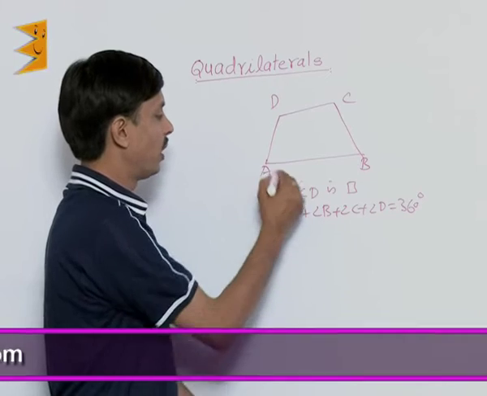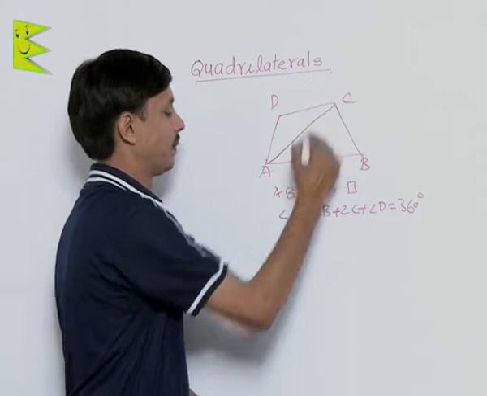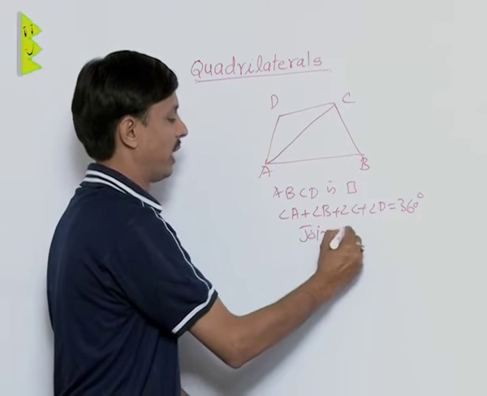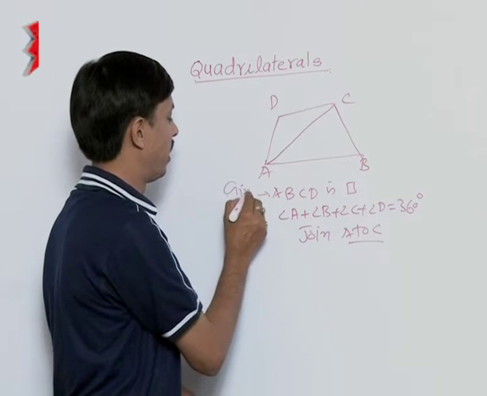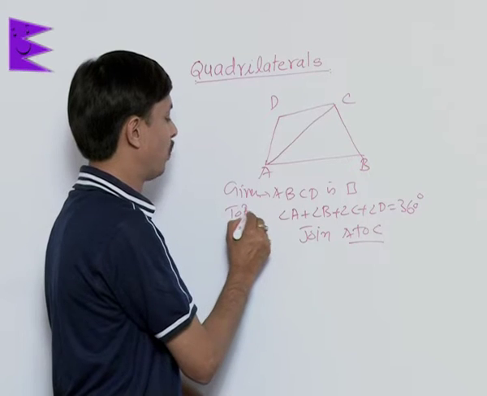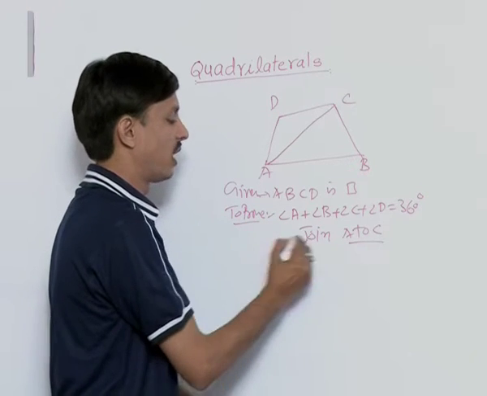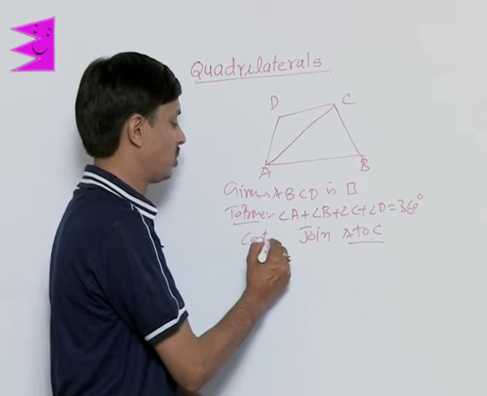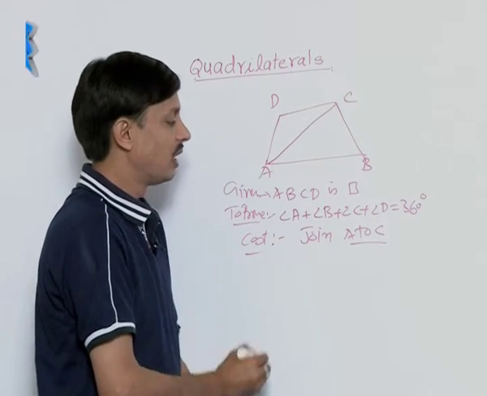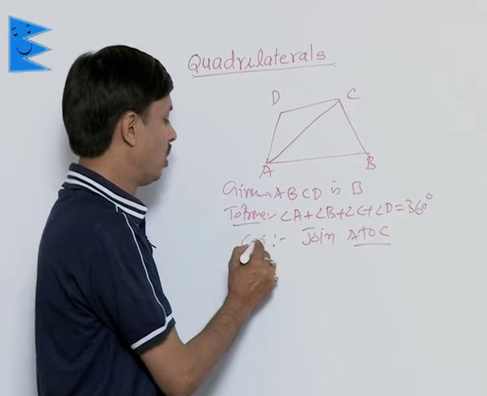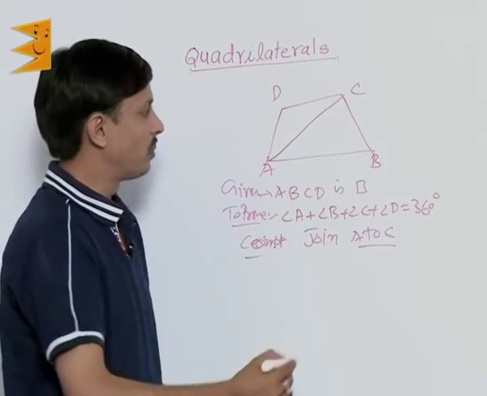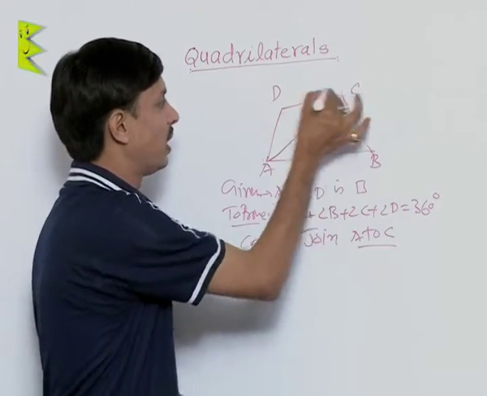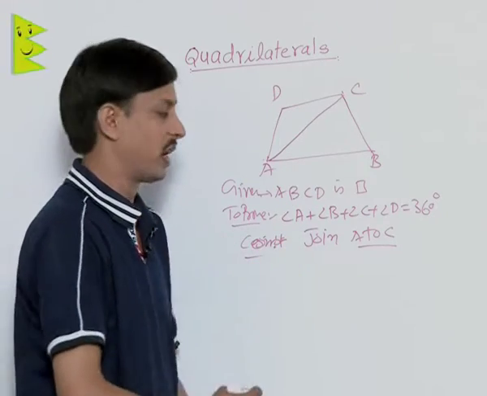How can we show this? If I join A to C, this is something like the given. We want to prove a property of quadrilateral. This joining A to C can be considered as the construction. So, the construction is: join A to C. Now, you can observe that this quadrilateral becomes the combination of two triangles.